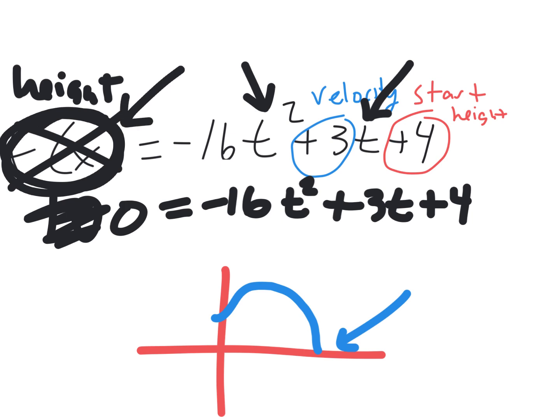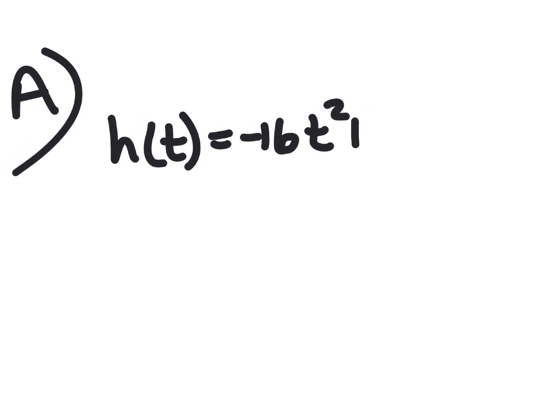All right, so I'm going to do one with you, and I'm going to see if you've got it now. Everybody, write this one down. We're going to call it problem A. H of t equals negative 16 t squared plus 10t plus 2. Now this whole formula is in feet. So if I ever talk about a height, it's in feet. If I talk about a velocity, it's in feet per second.